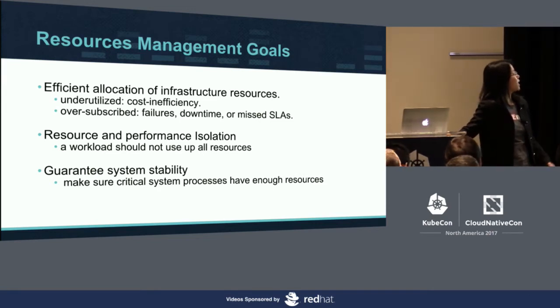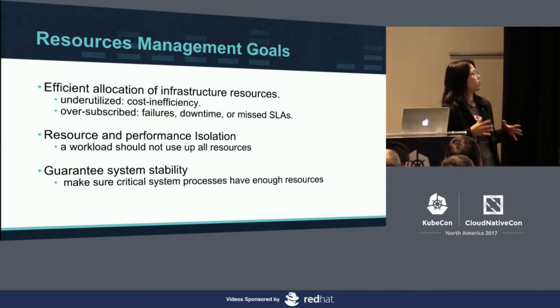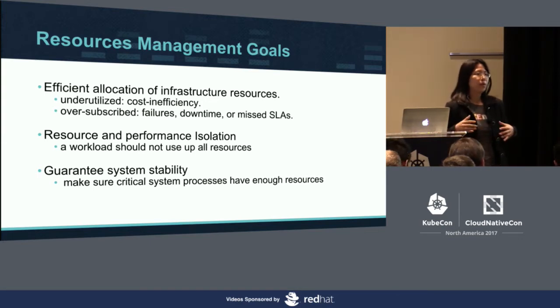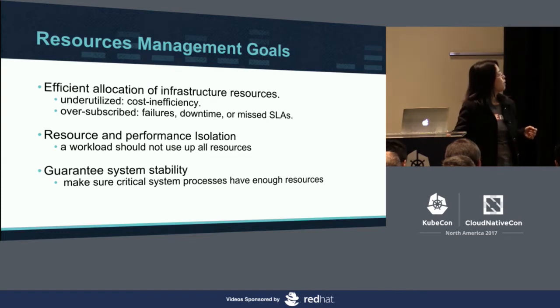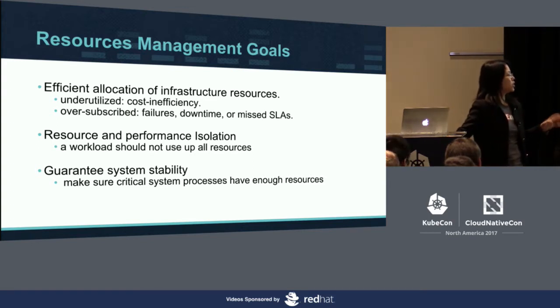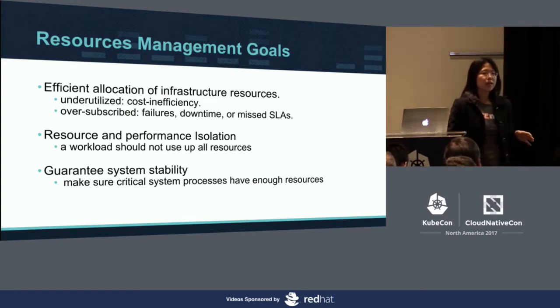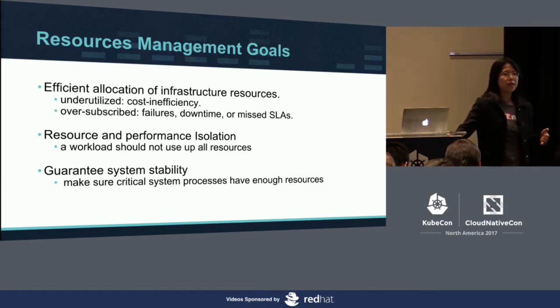The second aspect, the second goal, is that since containers are competing for resources, right? We want to have some isolation among them so that we don't have some workload just use up all the resources. And the third aspect is for Kubernetes, right? We have some critical system processes like Kubelet running as a daemon on each node and it manages all the workloads. And those critical system processes also need resources. And to make sure of system stability, we want those critical processes to also have enough resources.